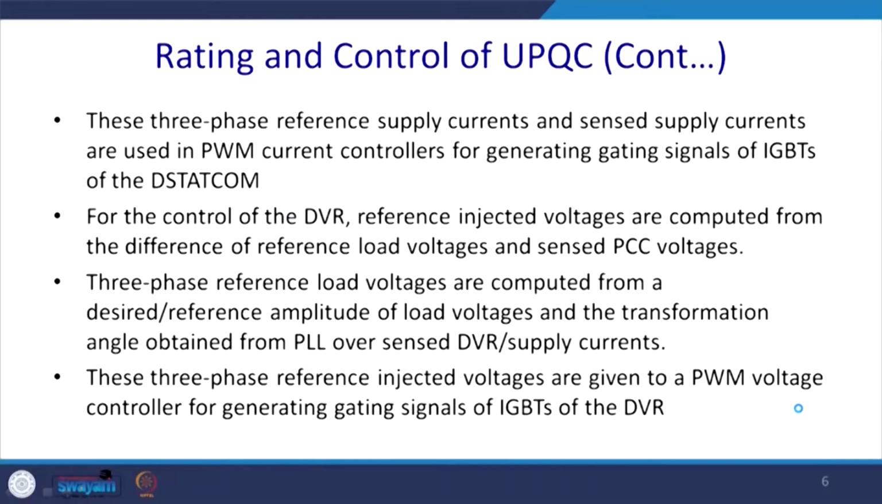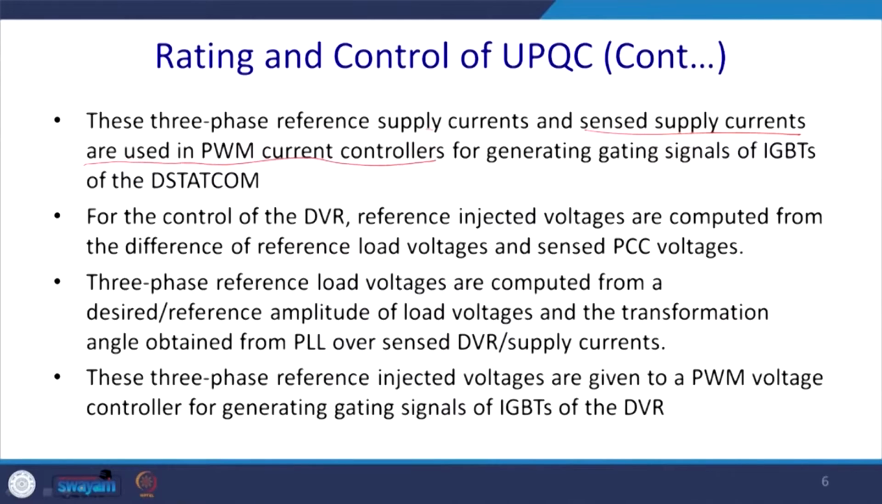So, these are the 3 reference supply currents. Generally, if you have a 3 phase 3 wire system, 2 reference currents are sufficient, and you can get another current by subtraction from 0, and sense the supply current used in a PWM current controller for generating the gating signals for the IGBT of the D STATCOM.